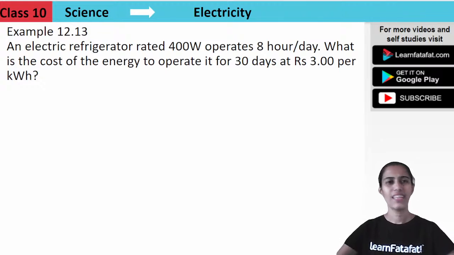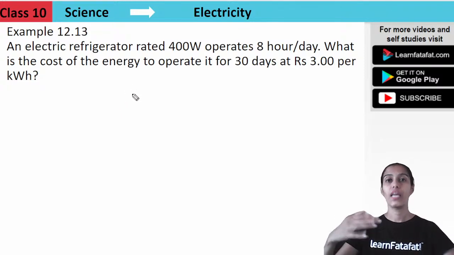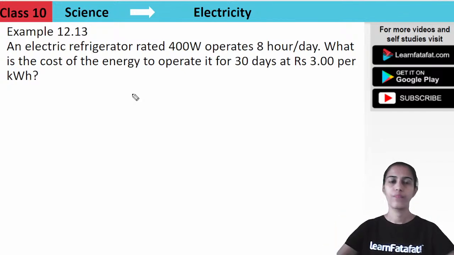Another example. Yeah, this is the next example. See, ये जो example है ये करके आप थोड़ा ये समझ भी जाओगे कि आपका जो इलेक्ट्रिसिटी बिल है ये कैसे कैलकुलेट होता है. सो यहाँ पे तो एक ही अप्लायंस के बारे में बोला है, इलेक्ट्रिक रेफ्रिजरेटर बोला है. ठीक है. Like this you have many more appliances in the house. So electric refrigerator rated 400 watt.